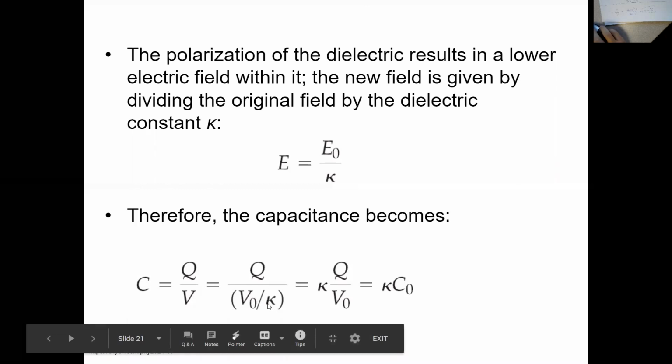Now kappa is in the denominator, so the overall expression goes up. So it equals kappa times Q over V. So the capacitance after you put the insulator in is equal to kappa times the original capacitance without the insulator.